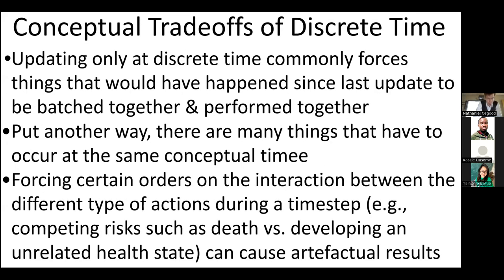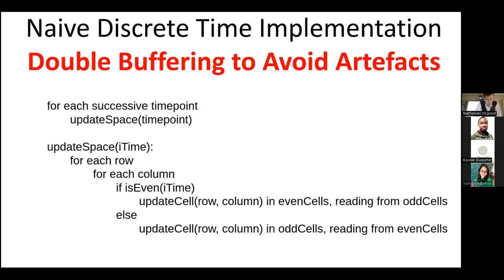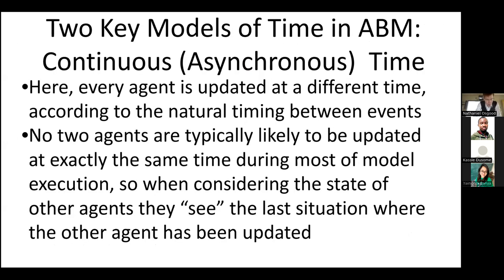Let's talk here about some of the trade-offs. I'll note that continuous time agents are updated at different times according to the natural timing between events. Some events tend to fire more frequently. Some tend to take longer. Some hazard rates are very high, perhaps associated with the likelihood of changing physical activity level or changing beliefs about risk in one's area for a COVID infection or what have you.